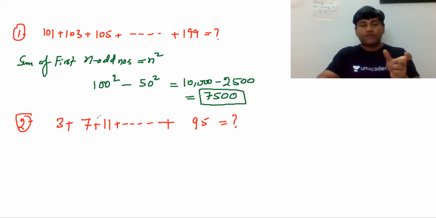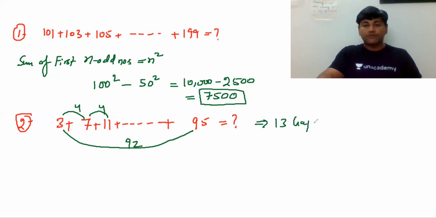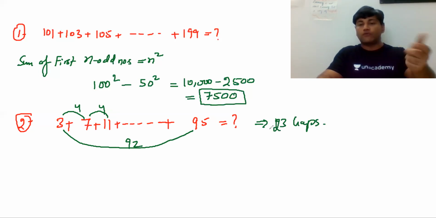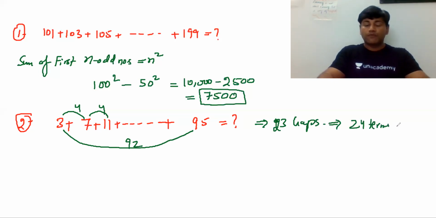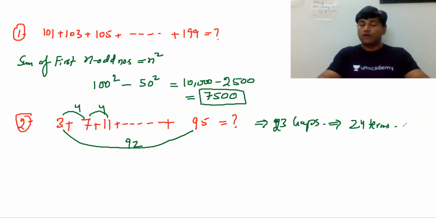So first of all, we need to find how many terms are there. So you can see that the gap between consecutive terms is 4. And the total gap between first and last term is 92. So 92 divided by 4 is 23. So there are 23 gaps. So 23 gaps means that there are 24 terms. Because between 4 fingers, you have 3 gaps. So if there are 3 gaps, there are 4 fingers. So there are 23 gaps, there are 24 terms.